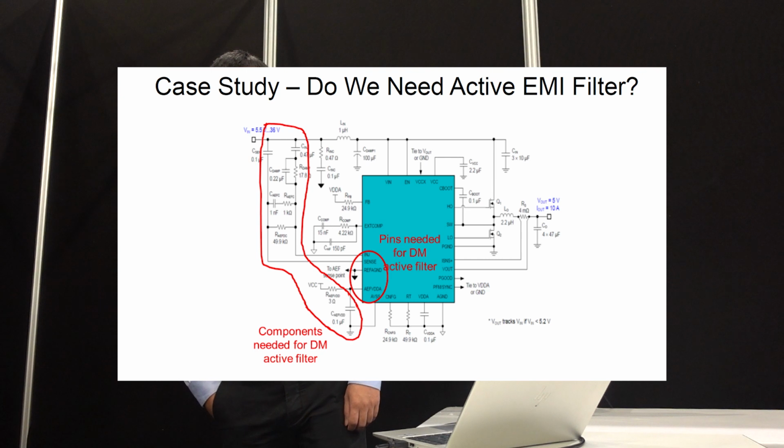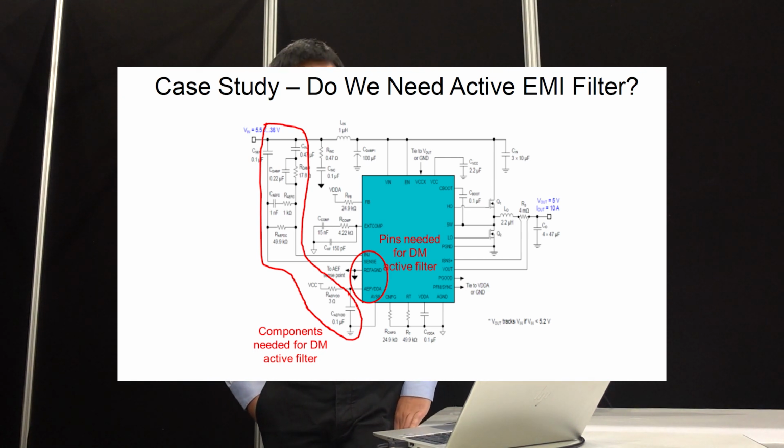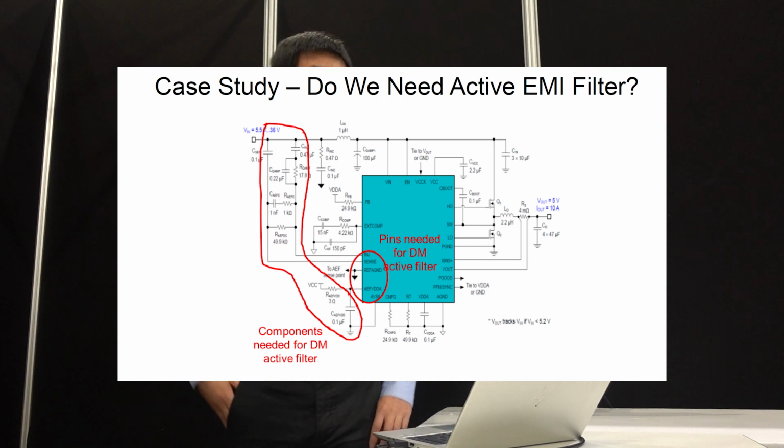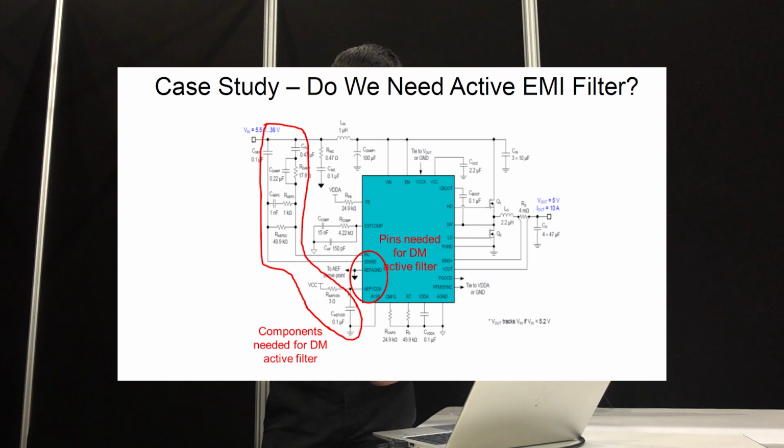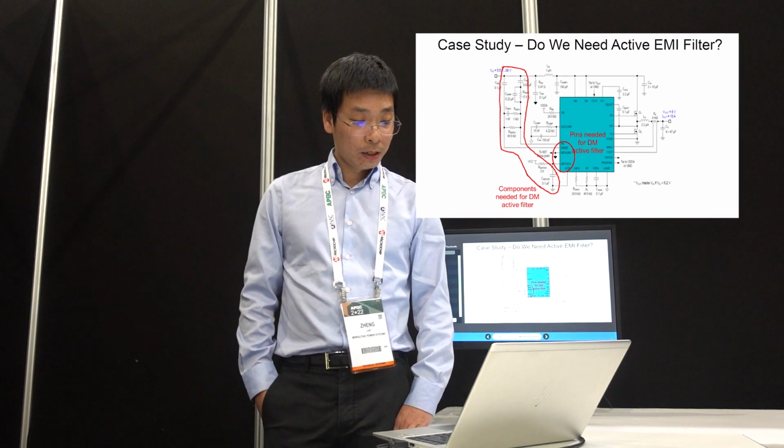So let's talk about another more interesting case study, and that is: do I need an active EMI filter in my design? You might see some marketing campaigns saying an active EMI filter is better than a passive EMI filter, right? But is this really true, or at least does it apply to your case? And the best way to answer it is to run the simulation to see if it's really meaningful for one specific case.